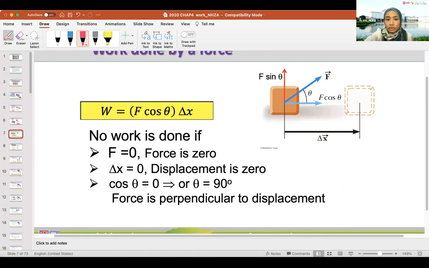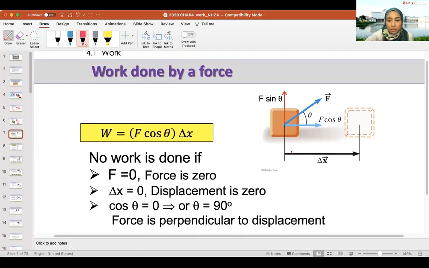Okay, so there is no work done if the force that is parallel to the displacement is equal to 0. And there is no work done if delta X is equal to 0. What does it mean when delta X is equal to 0? It's not moving. The object is static. It's not moving anywhere. Therefore, our displacement is equal to 0. And then it is also equal to 0 when your angle theta is equal to 90, which means that you will get a cosine of 0.